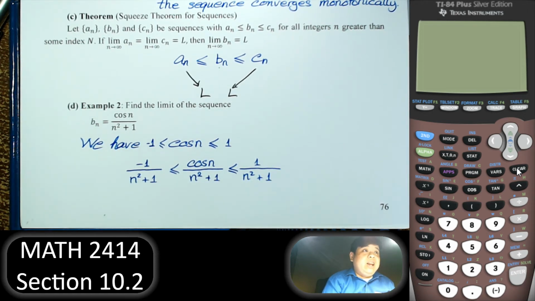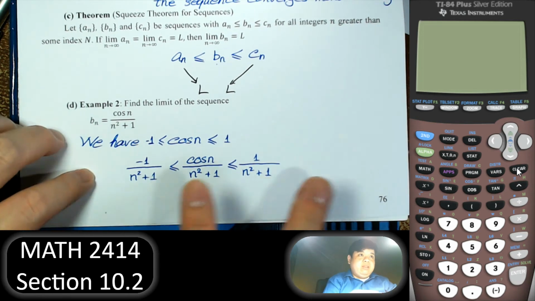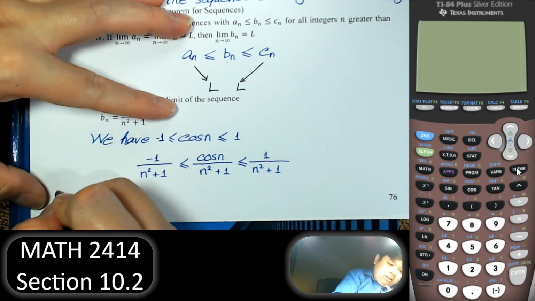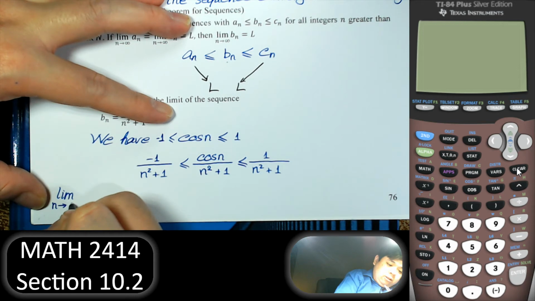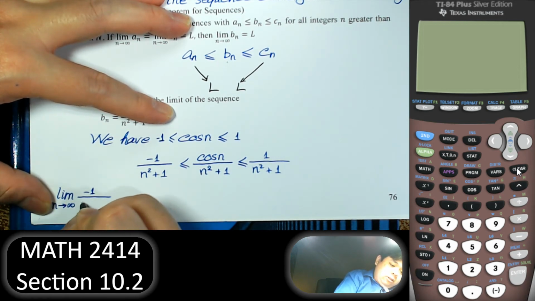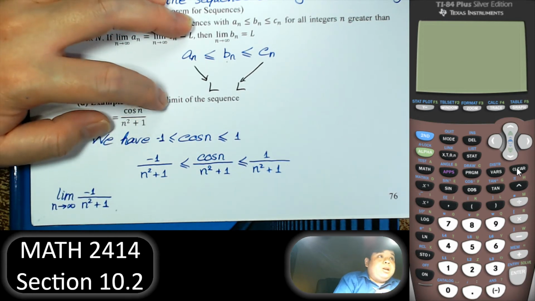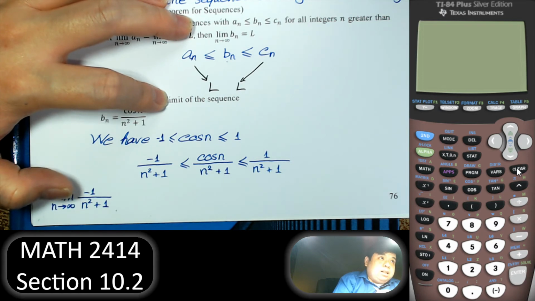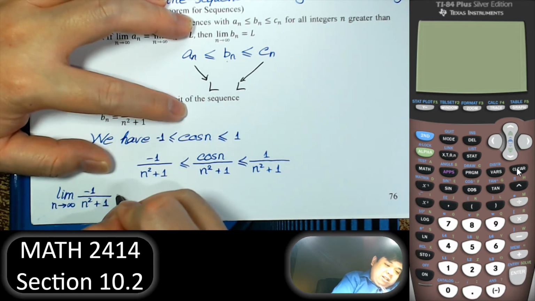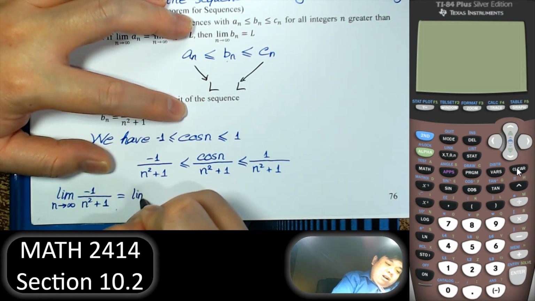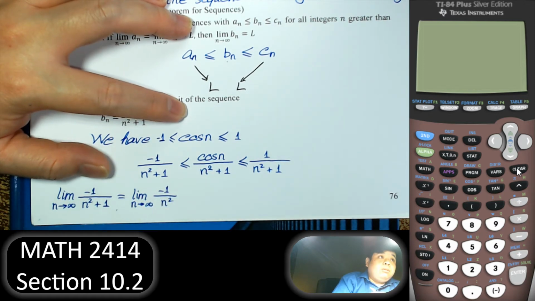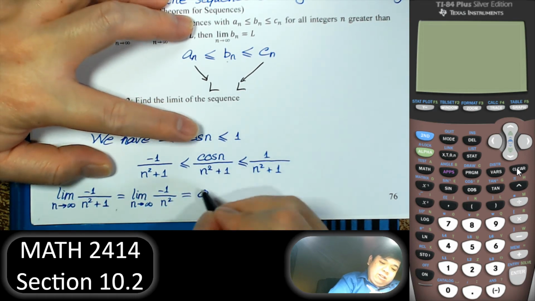Now, the next step is easy. We take the limit of each one, on the left and on the right. If they are equal to the same thing, the middle has to go to that as well. So take n goes to infinity for negative 1 over n squared plus 1. The plus 1 is insignificant compared to infinity. So finite on the top, infinity at the bottom, 0.